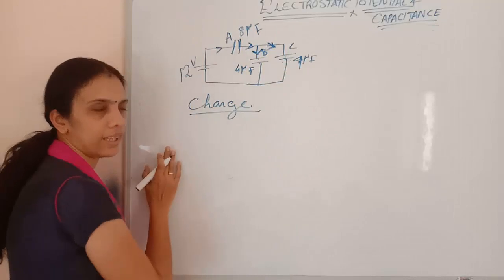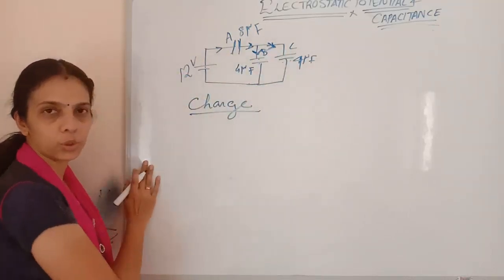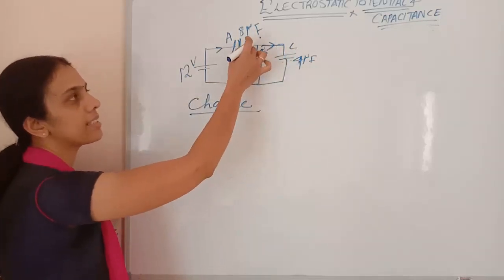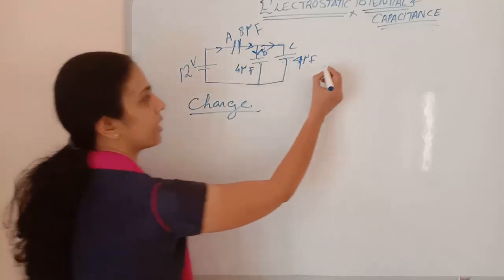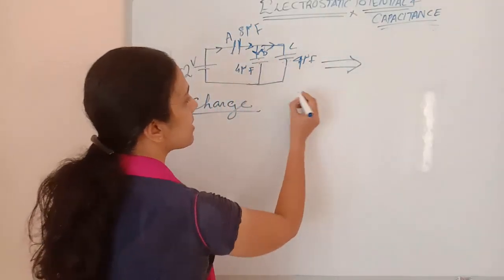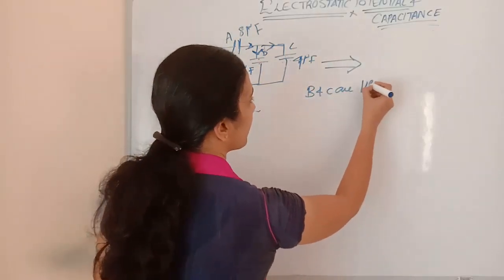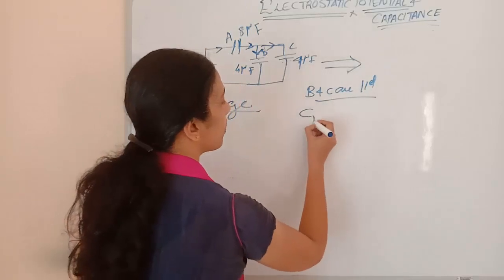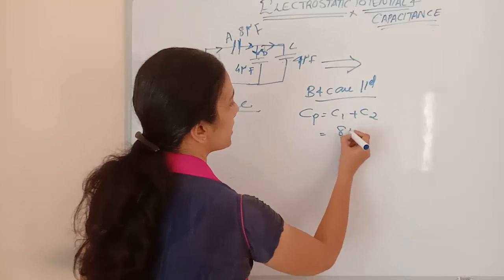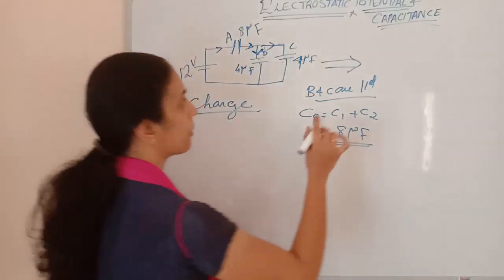So we should find the charge on each capacitor, A, B and C. We have the voltage, and each capacitance also we have. These two are in parallel and this is in series with the parallel connection. First, B and C are in parallel. If it is a parallel connection, what will be the effective capacitance? C1 plus C2. So we get 8 microfarad.